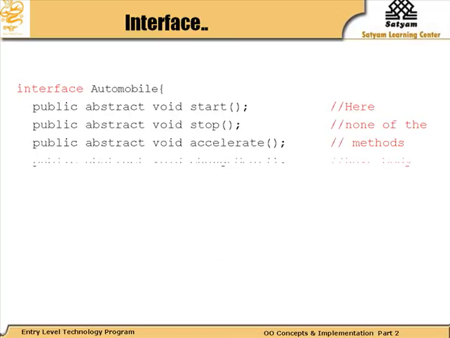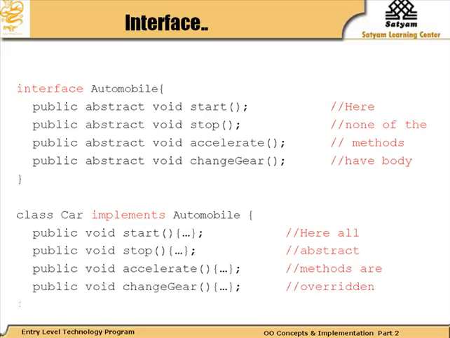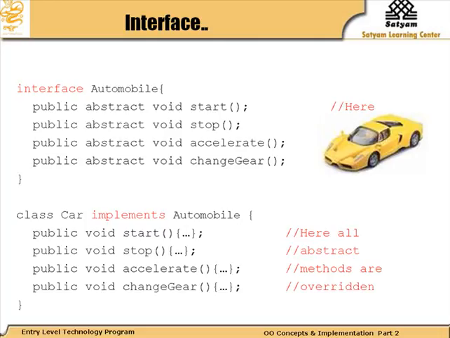Now let's look at this example once again. The interface automobile provides the various specifications: start, stop, accelerate, and change gear. Class car here implements automobile and then provides the definitions for all the methods provided in the automobile interface. Now this makes the car take off.